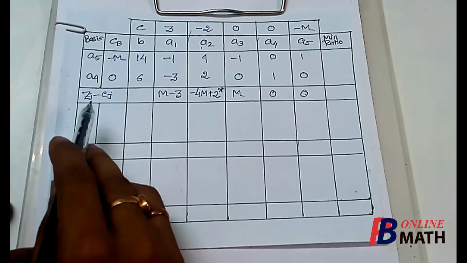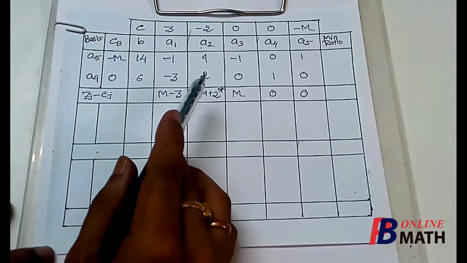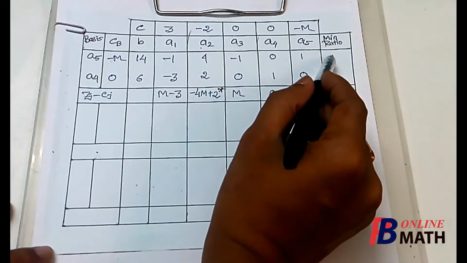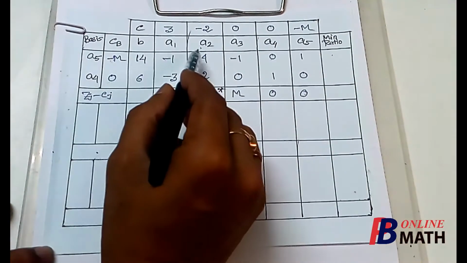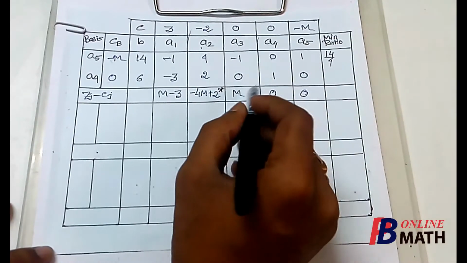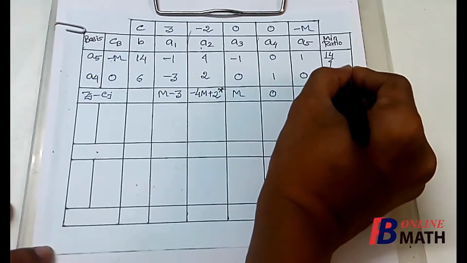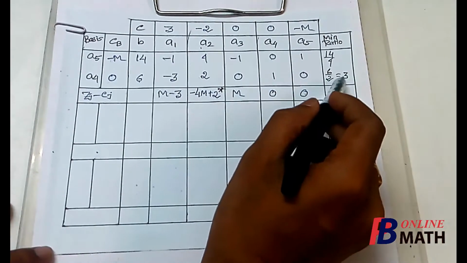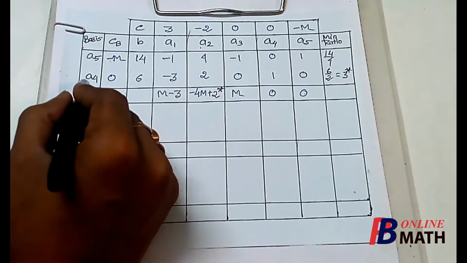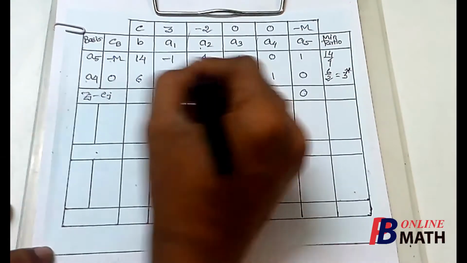Now to identify which vector will leave the basis, we have to compute the minimum ratio. For that we compute the ratios. The first ratio will be 14 by 4, and the next ratio is 6 by 2, which is 3. Out of these we find that 3 is the minimum. So this is the minimum ratio. That means the vector a4 will leave the basis. So this is our key element.